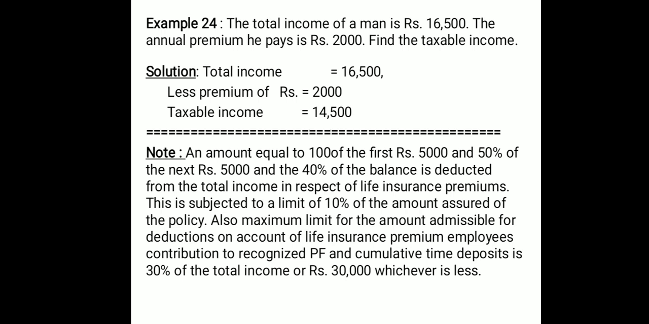This is subject to a limit of 10% of the amount assured of the policy. If it is 3 lakhs amount, then 10% will be considered. Also, the maximum limit for the amount admissible for the deductions on account of life insurance premium, employees' contribution to the recognized PF, meaning Provident Fund, and cumulative time deposits is 30% of the total income, or 30,000, whichever is less.